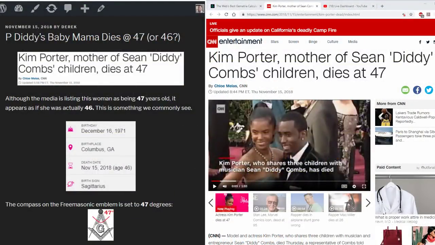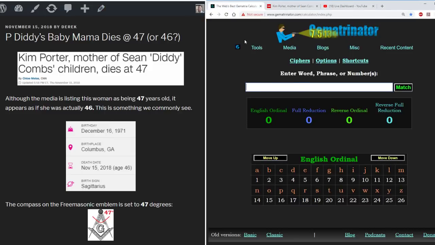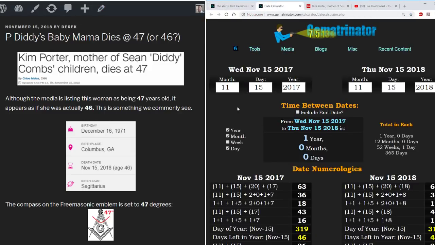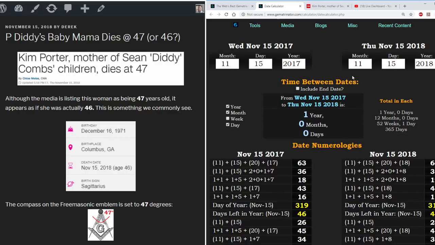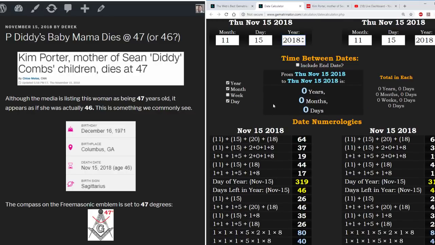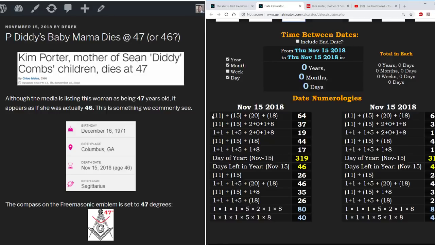So first, before I get into the numerology of her death, let's just discuss why we expected a celebrity death on this date to begin with. Today's date, November 15th, 2018. Check out today's date numerologies. First of all, we have the full numerology, 11 plus 15 plus 20 plus 18. This sums to 64. There's another method called standard numerology, which is 11 plus 15 plus 18 equals 44. When this set of numbers is reduced, it sums to 17.